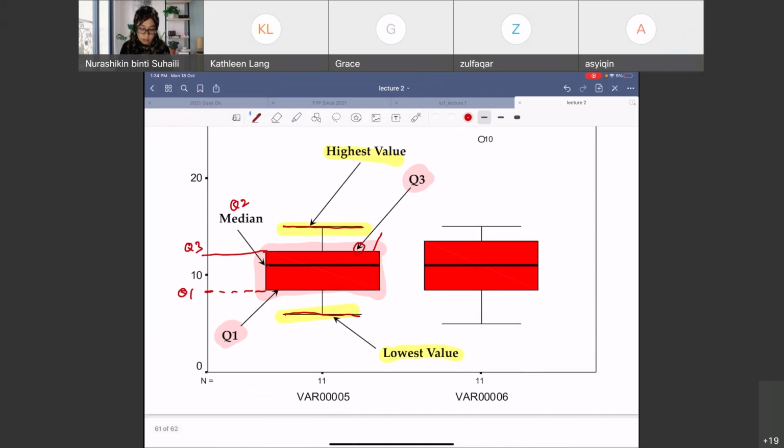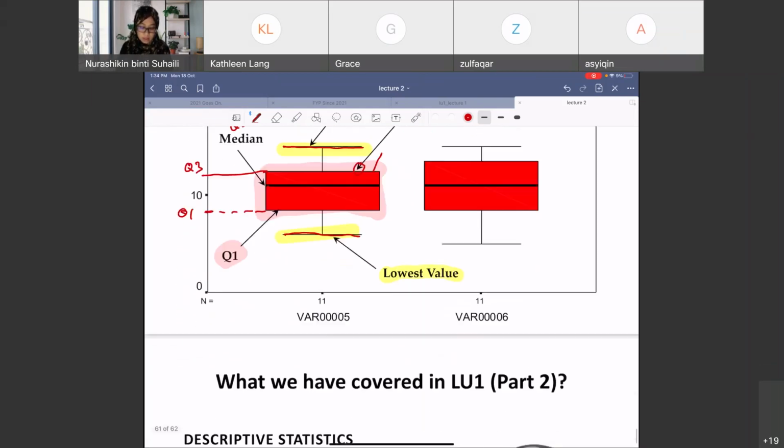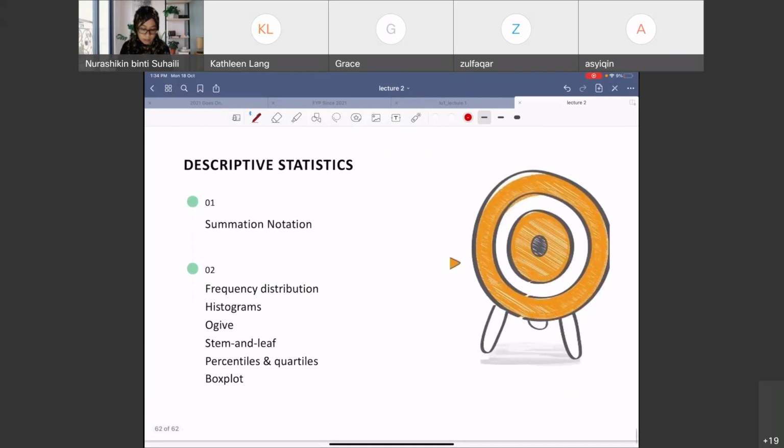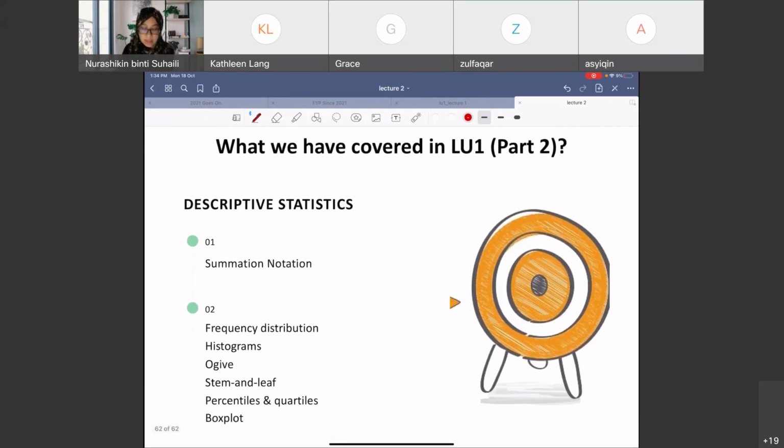Okay, that's it, I think. Any question? I'm sorry if I go a bit fast because I expect you to know some of these things, since they have been covered in your foundation, in your school before. Basically what we have covered in the second part of LU1, we talk about summation, the symbol here. You should know what this means and how it is used in different contexts. You have to take note of the use of brackets, and the subjects involved.